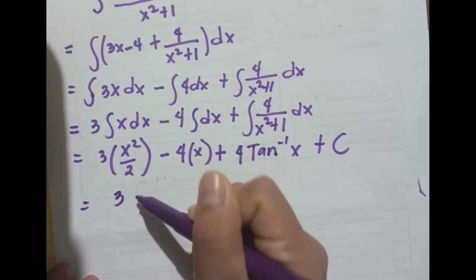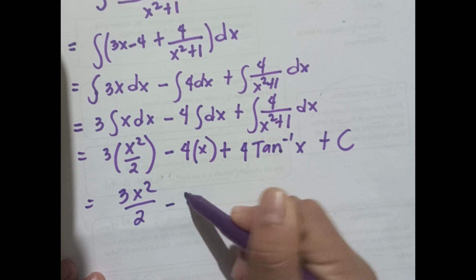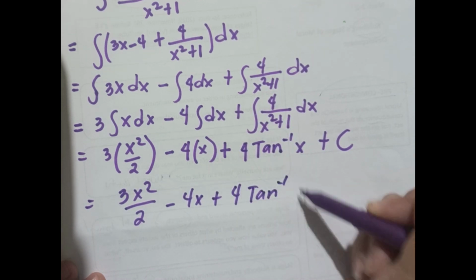So let's simplify. This is 3x squared over 2 minus 4x plus 4 inverse tangent x plus c.